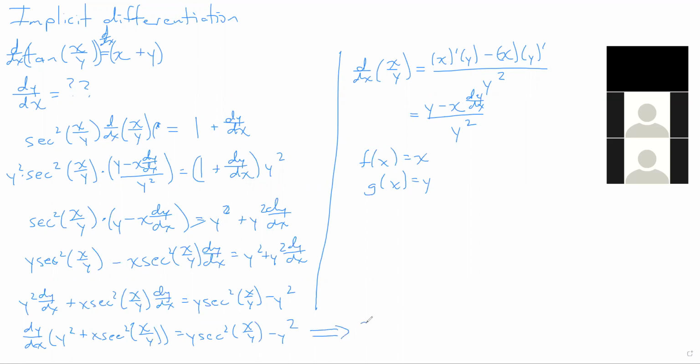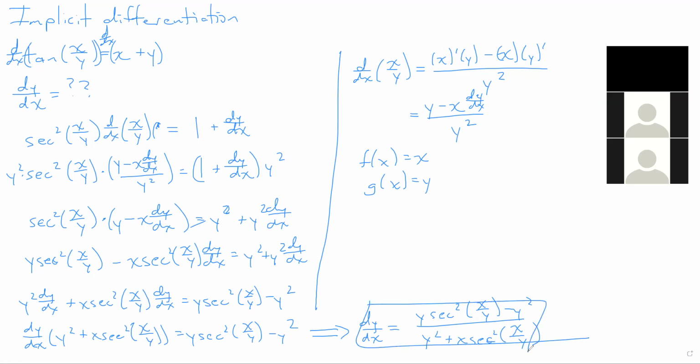And then I will just divide off. I will divide the left-hand side by the parentheses so I can isolate dy/dx. And I'll get dy/dx equals y secant squared x over y minus y squared, over y squared plus x secant squared x over y. Any questions there?